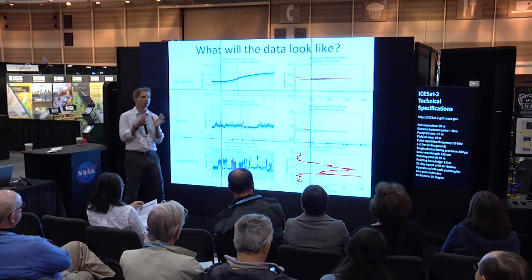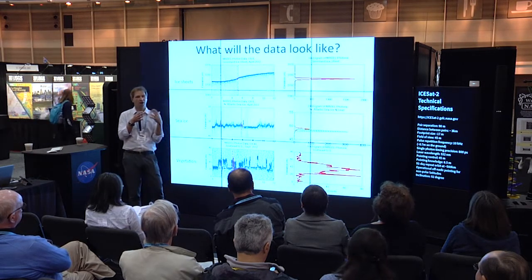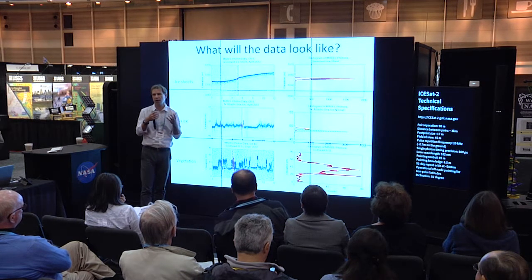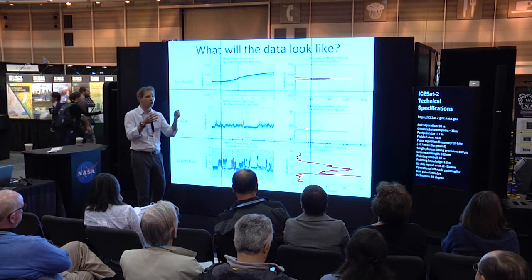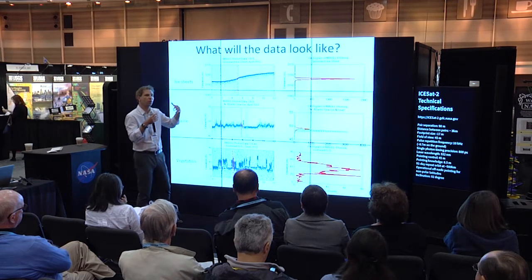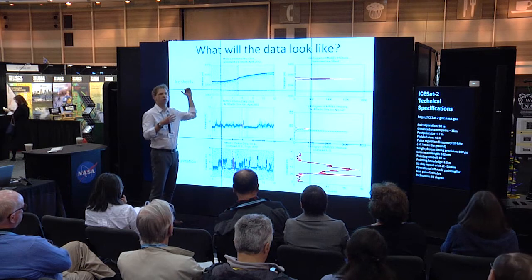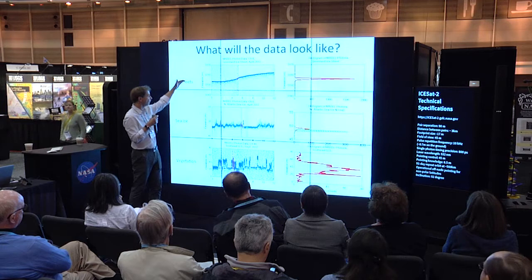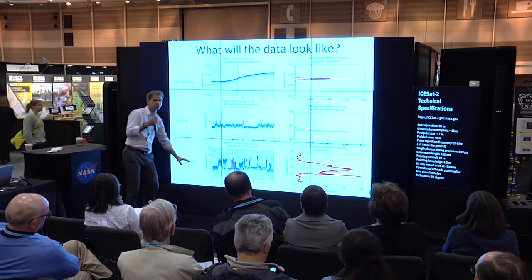So what will the data look like? In contrast to analog lasers, we have photon counting detectors. It's a micropulse laser, much lower pulse energy. And what we do is, we are in the digital age now, we count and time individual photons. And here are examples for ice sheets, sea ice, and vegetation.